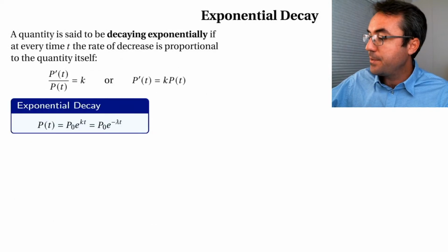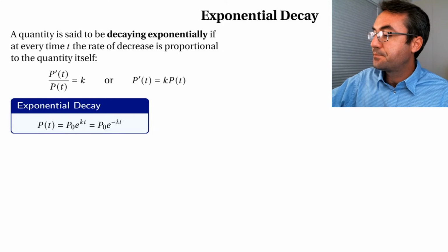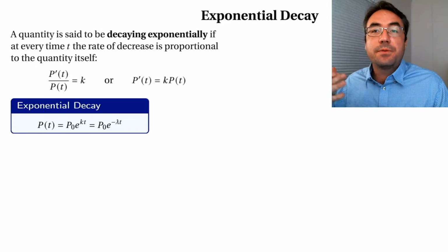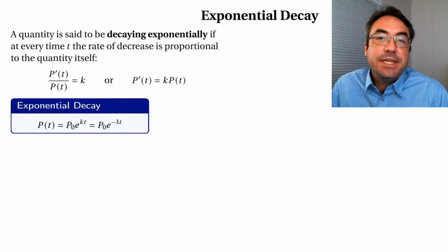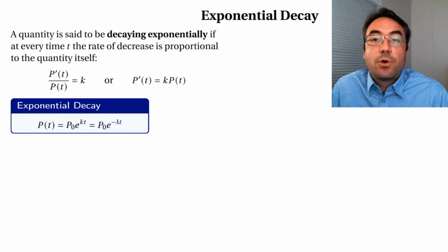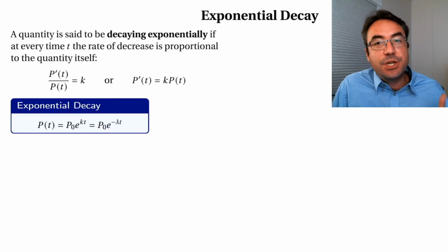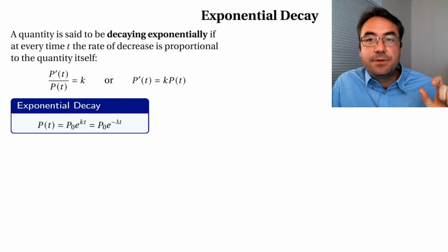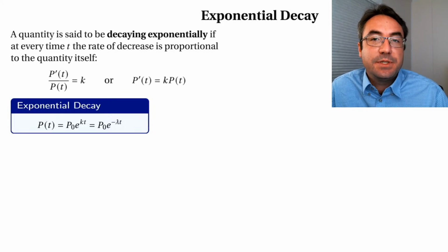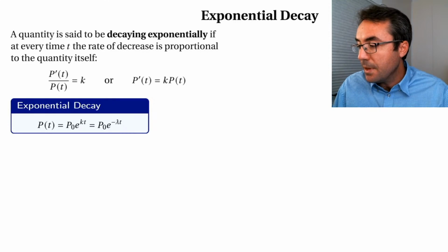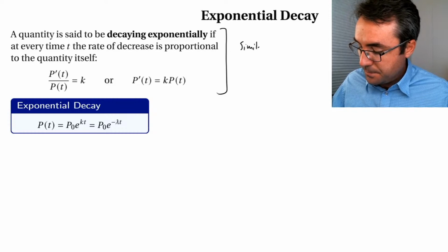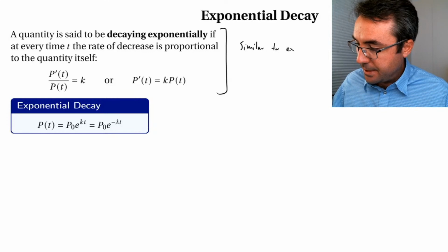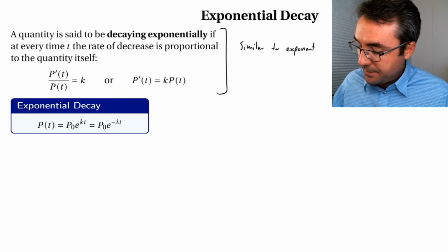So let's see the formula exactly. And it looks very similar to our exponential growth. So we say that a quantity is decaying exponentially if at every time t the rate of decrease is proportional to the quantity itself. So again, the rate of change is just the derivative, and then it's proportional to the quantity. So we get this differential equation, p prime is equal to k times p. So really not too much different here mathematically in terms of comparing this to exponential growth.